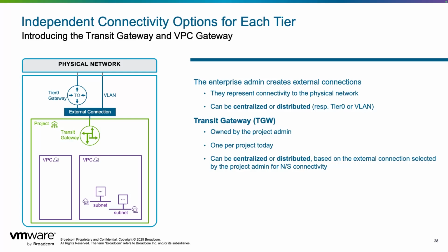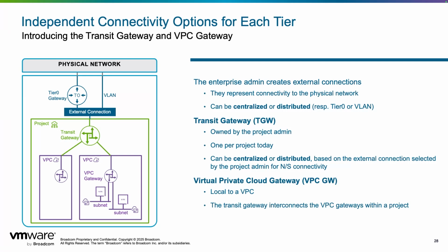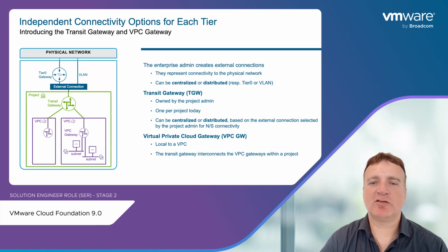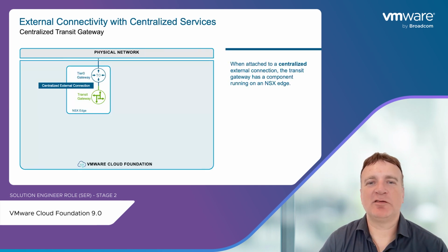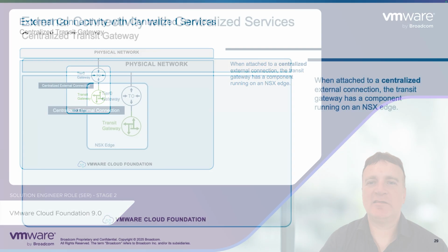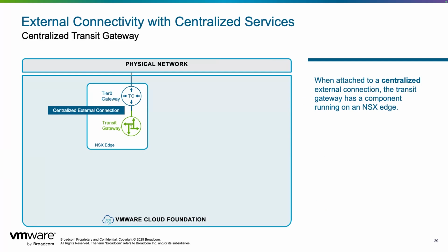And for the VPC admin, well, within each VPC, a VPC gateway is deployed. A VPC gateway connects internal subnets within each VPC and provides external connectivity by routing through the transit gateway. When attached to a centralized external connection, the transit gateway is associated with a T0 gateway on an edge node, effectively acting as a VRF of the T0 for those who are familiar with NSX.